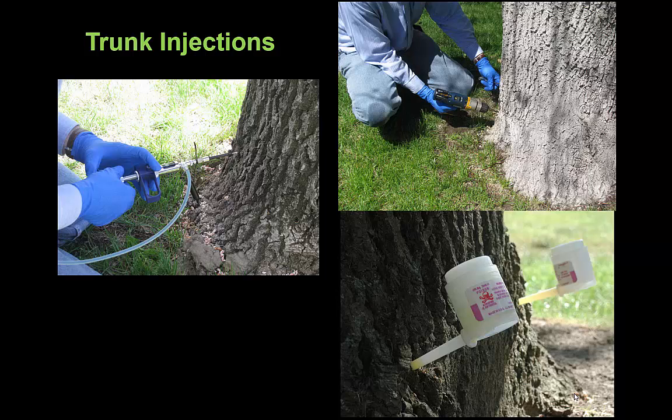Then there are trunk injections. Some of the kinds of insecticides that we have that are used for emerald ash borer, and could be used for some other borers as well, have to be injected into the plant. They can't be used effectively as a soil systemic application or as a trunk spray. So they have to be injected into the tree, which involves drilling some sort of hole and then introducing the insecticide through some method.